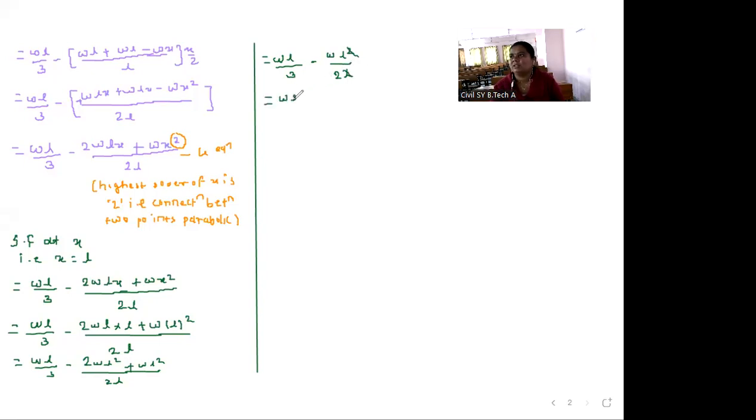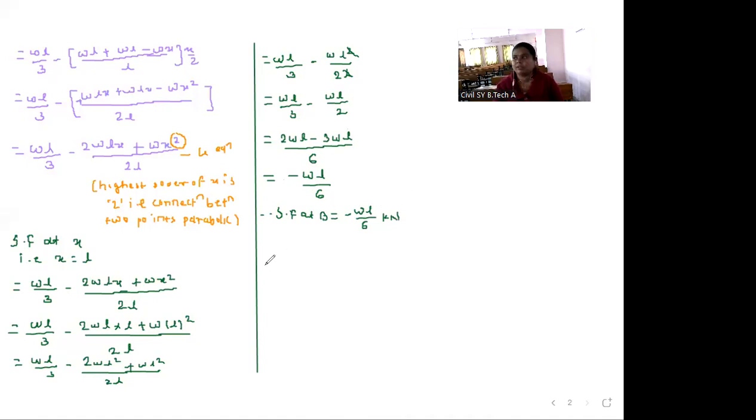So what is remaining after that? WL divided by 3 minus WL by 2. After that, we will make the same denominator. So this is equal to 2WL minus 3WL divided by 6, which is equal to minus 3WL plus 2WL, that is minus WL by 6. So the shear force at L distance, that means the shear force at point B, is minus WL divided by 6 kilonewton.